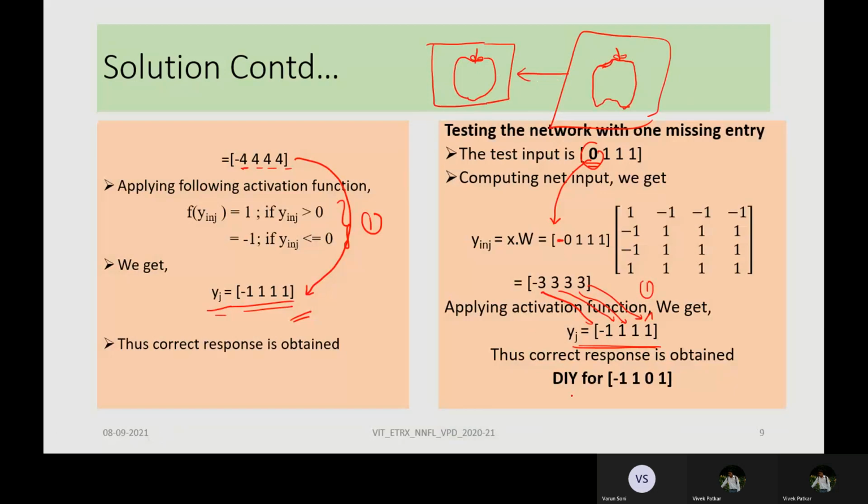So now you have to try yourself. That is, you have to find the response for this place as missing. You can see here again, this is one missing entry only. Minus one, one. This is missing and one. You can pause the video and do these calculations.